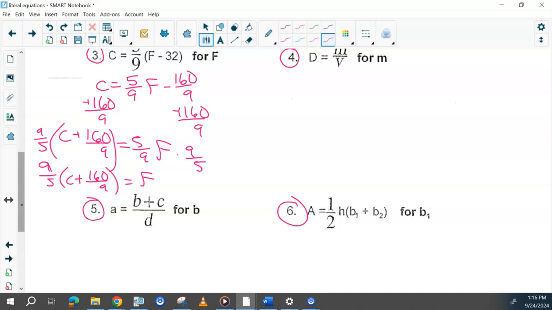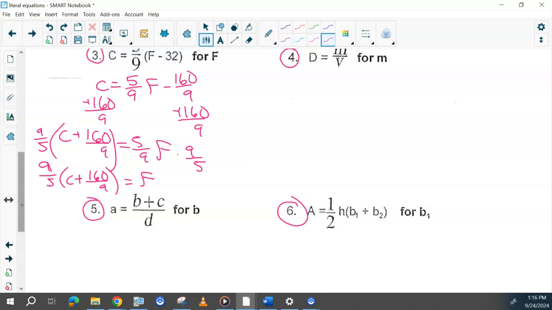Okay. For number 4, we have to solve for m. Yes? Why did we multiply 9/5 by both sides? We took this fraction, we flipped it, and we multiplied on both sides. So instead of dividing by this fraction, which we could do, but that would be messy. Also, you can cancel.